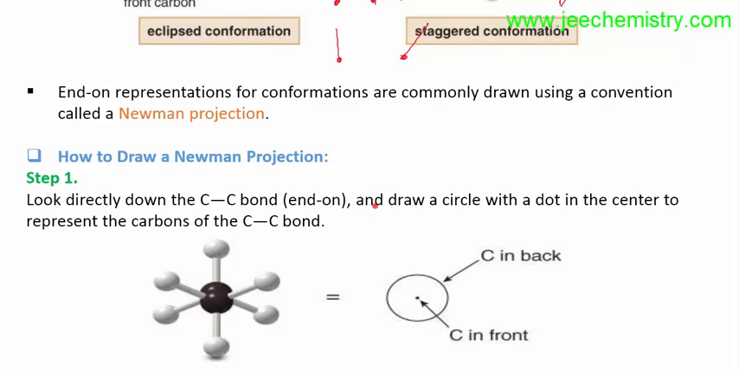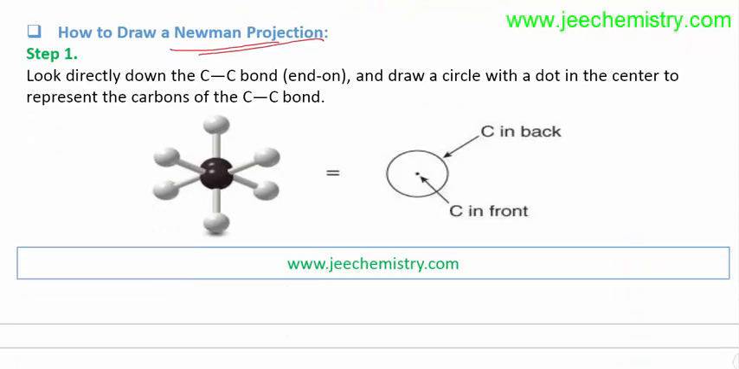To represent different types of conformation isomerism, a special type of projection I use is called the Newman projection. It is a commonly used convention for representing conformations. Whenever we want to represent a conformation, we generally use a Newman projection as a technique, a procedure, a diagram to represent the conformation isomerism.